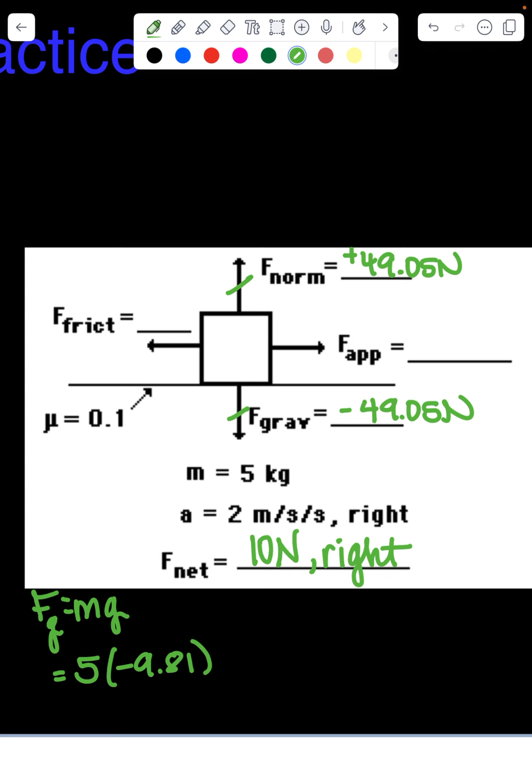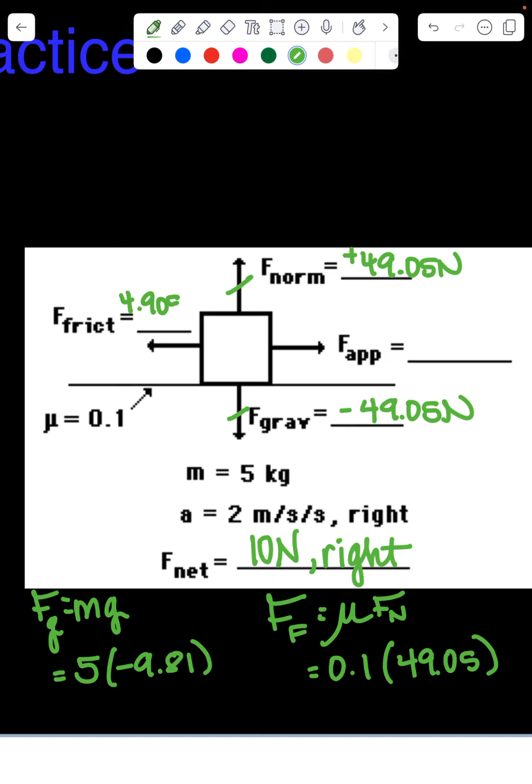Okay, so we have gravity and normal, but we still don't know friction and applied. Well, luckily, we just got a new equation. So we know that our frictional force can be found by multiplying our coefficient of friction times our normal force. So that's going to be 0.1 times 49.05. That's going to give us a frictional force of 4.905 newtons to the left.